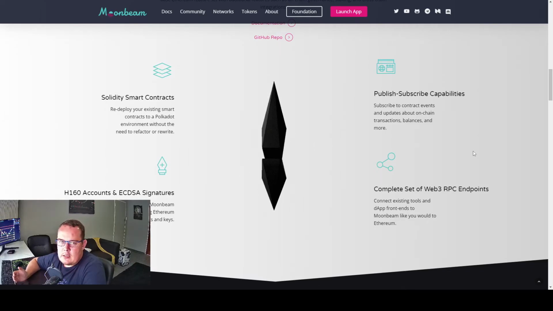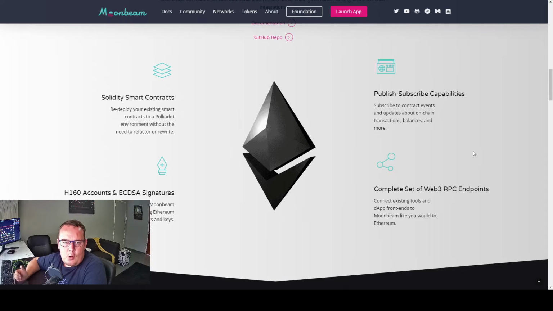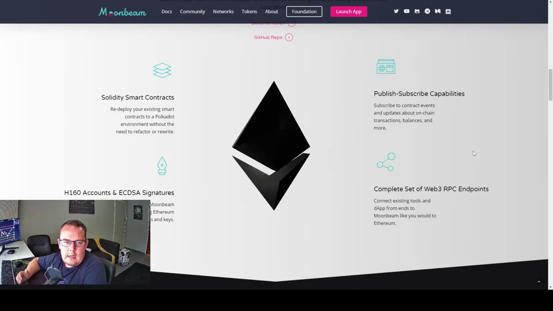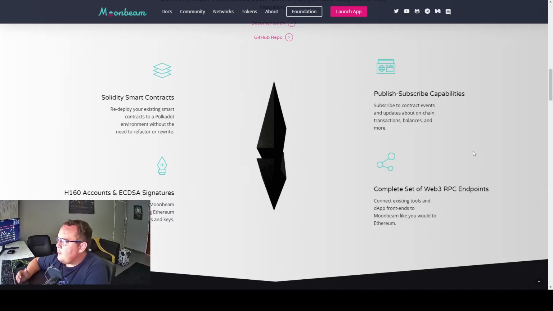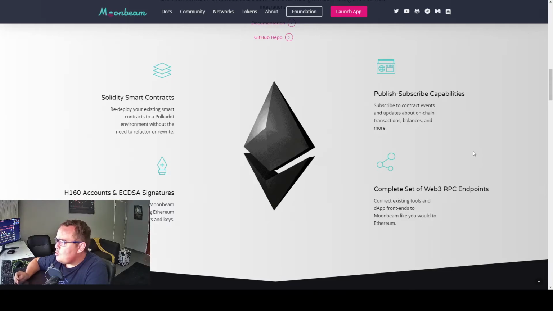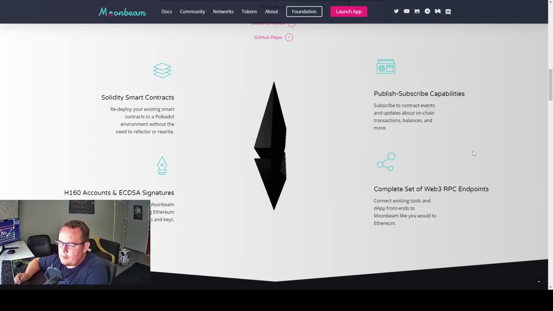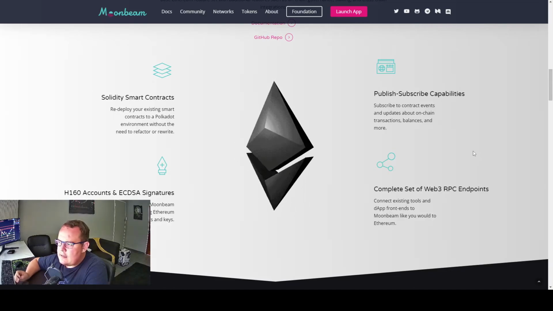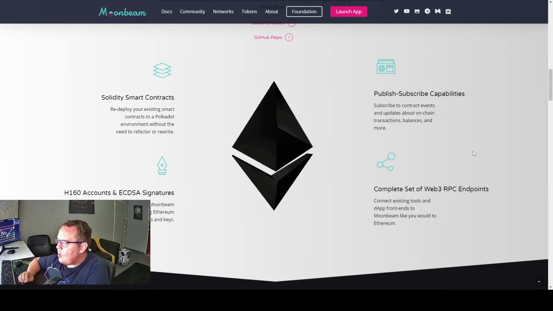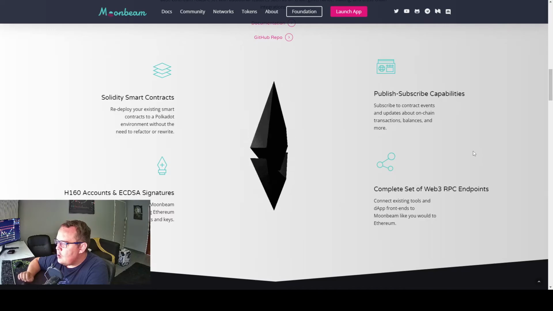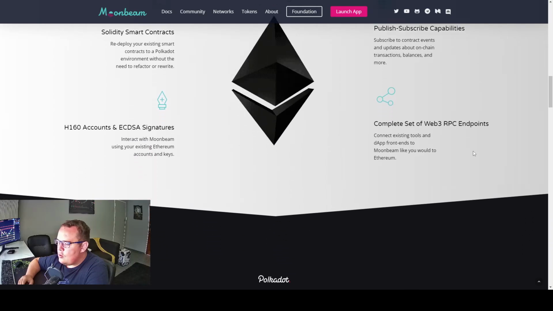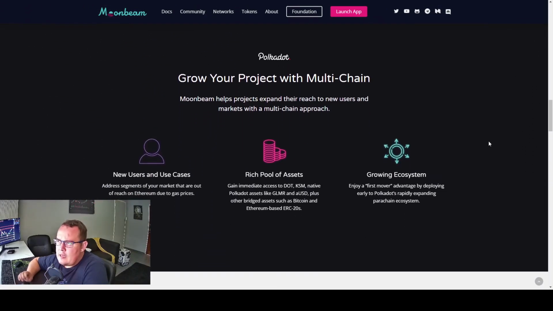Solidity smart contracts. Redeploy your existing smart contracts to a Polkadot environment without the need to refactor or rewrite. Publish-subscribe capabilities. Subscribe to contract events and updates about on-chain transactions, balances, and more. H160 accounts and ECDSA signatures. Complete set of Web3 RPC endpoints. Connect existing tools and dApp front ends to Moonbeam like you would to Ethereum. This coin looks like it has a massive use case, which gives it a lot of possibilities.